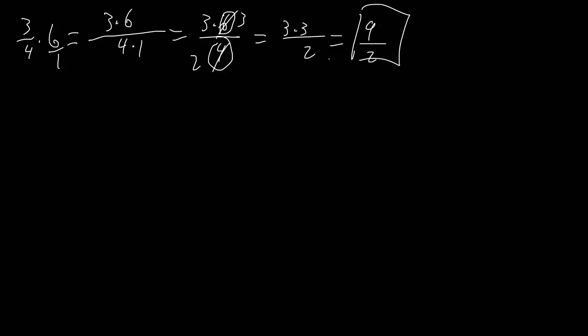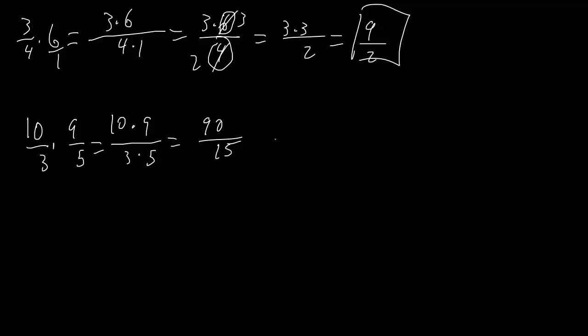Let's see. Next problem. Okay, so our next problem is 10 over 3 times 9 over 5. Okay, well, let's do this one the long way and the short way, just for practice. So the long way, 10 times 9, 3 times 5. Okay, 10 times 9, well, that's 90, and 3 times 5 is 15. Well, right off the bat, I know that both the numerator and the denominator can be divided by 5. So 5 will go into 15 3 times. 3 times 5 is 15.